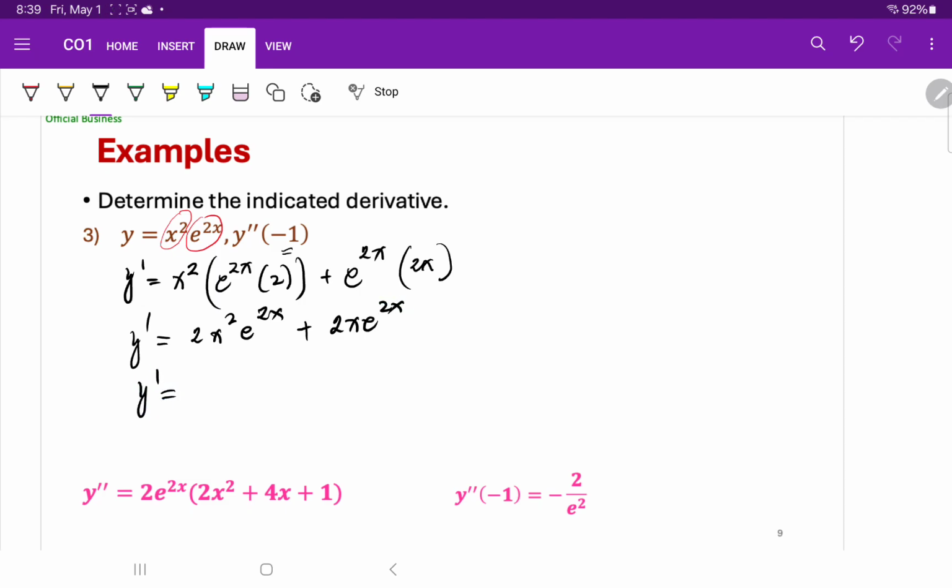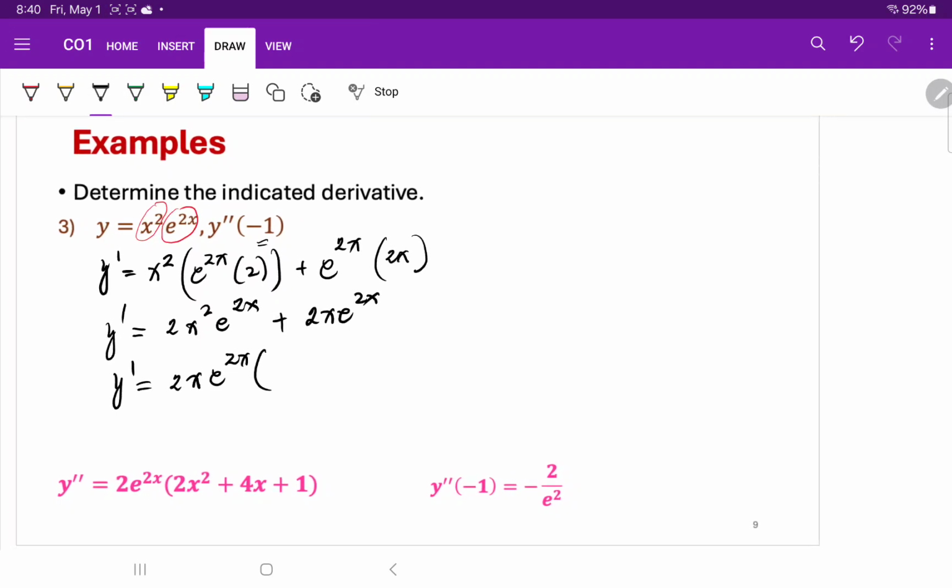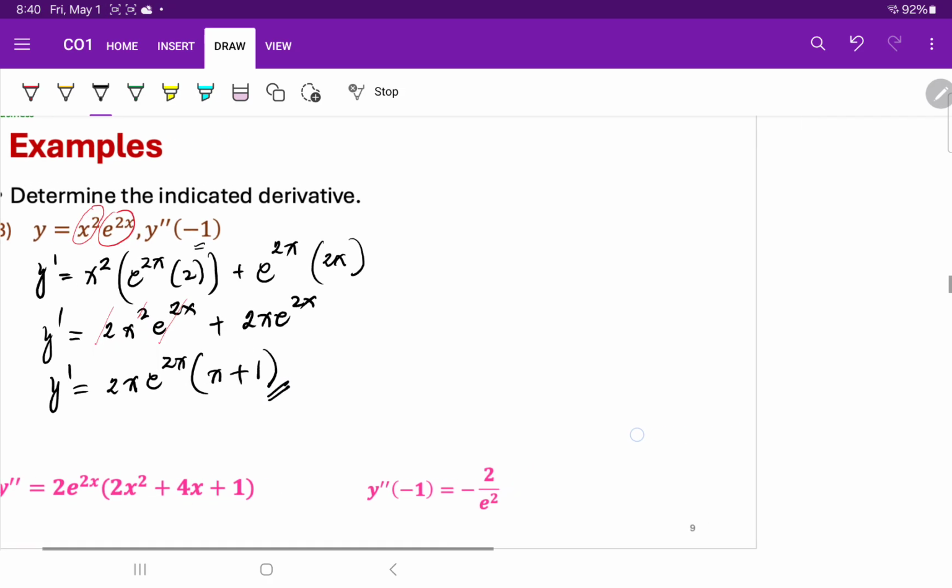And here we could factor out the common factor. What's our common factor? It's 2x, sorry. 2x is common, and e to the 2x is common. So, what's left here? If this 2x is out already and e to the 2x is out, what's left is x plus, here you have 2x e to the 2x is this one, so plus 1. So, this is your y prime. Okay? So, let's solve for y double prime.